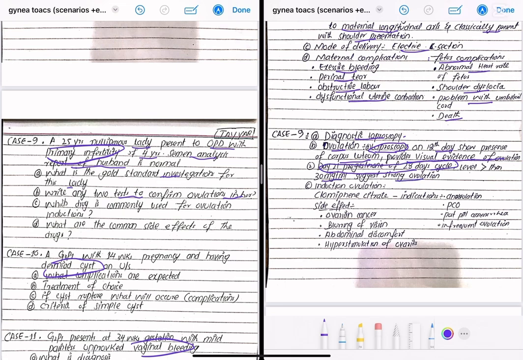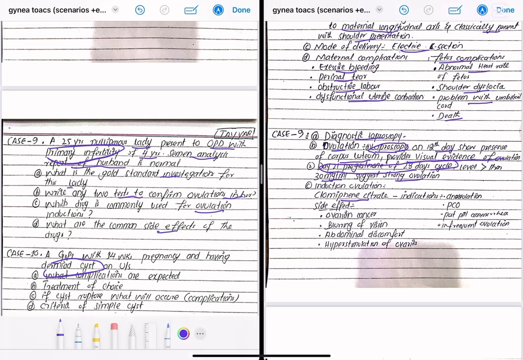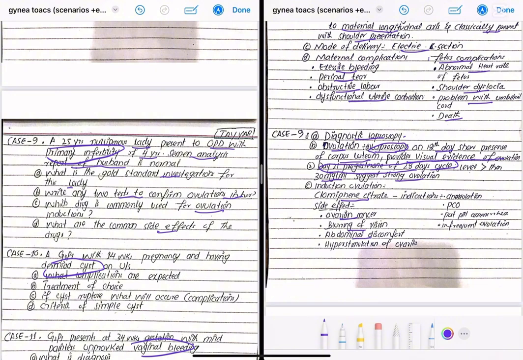Induction of ovulation. Which drug is commonly used for ovulation induction? It is clomiphene citrate. And what are the common side effects of this drug? These are ovarian cancer risk, blurring of vision, abdominal discomfort, and hyperstimulation of the ovaries. And indications are anovulation, PCOS, post-pill amenorrhea, and infrequent ovulation.